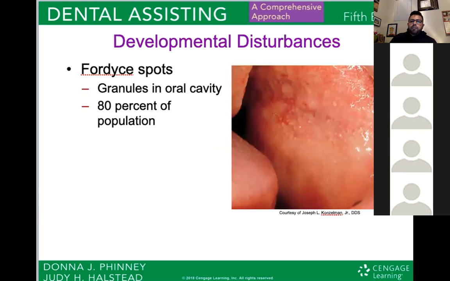This is an example of Fordyce spots. These are just granules in the oral cavity. There's nothing abnormal about them. They look like little light yellow spots or tiny bumps in the oral cavity. About 80% of the population has these. And like I said, they're not abnormal at all. It's just a different characteristic.